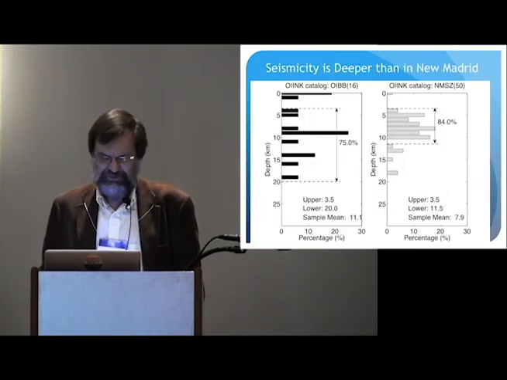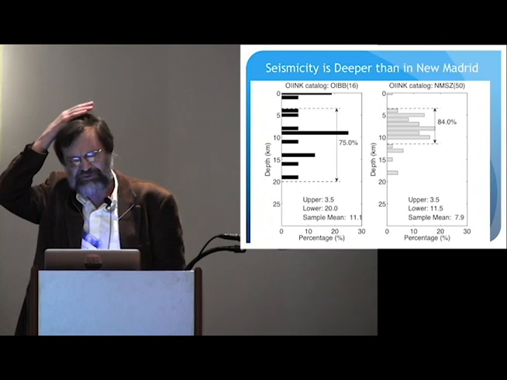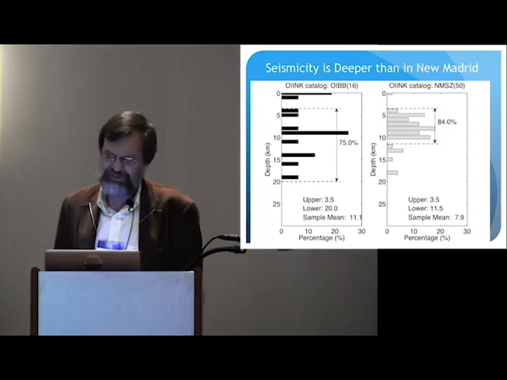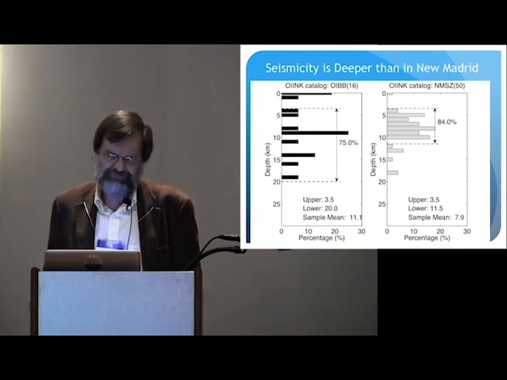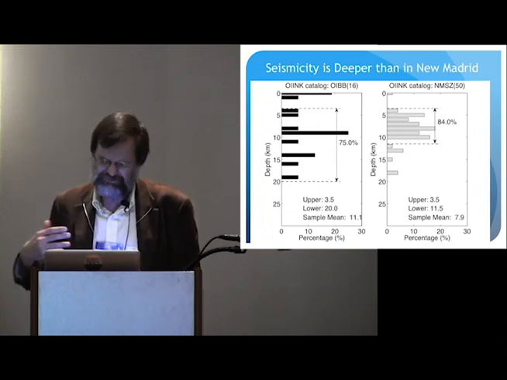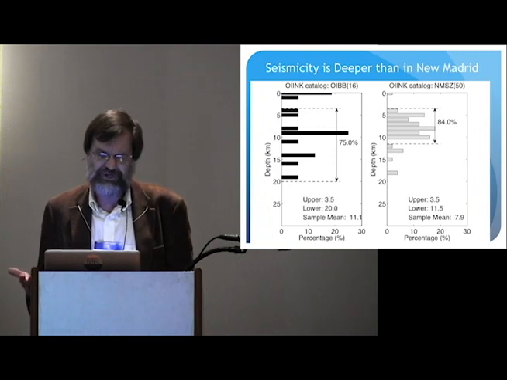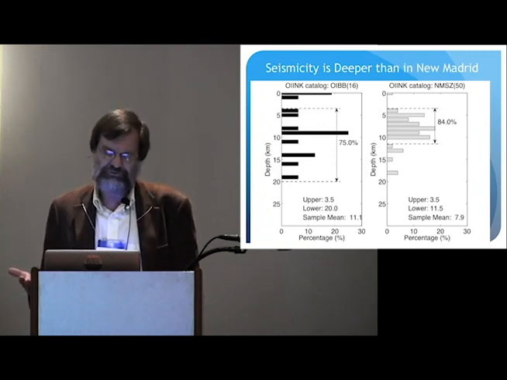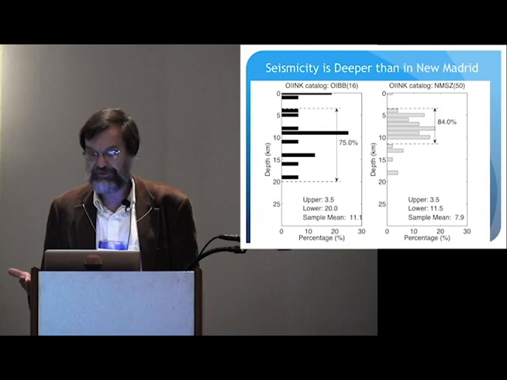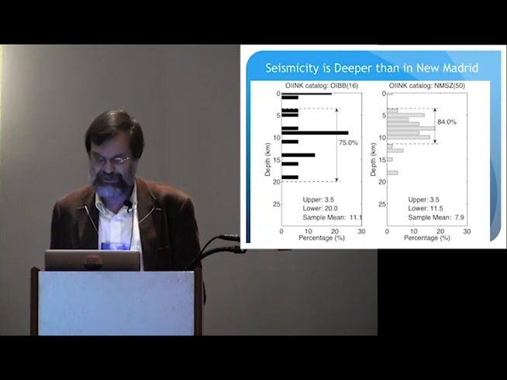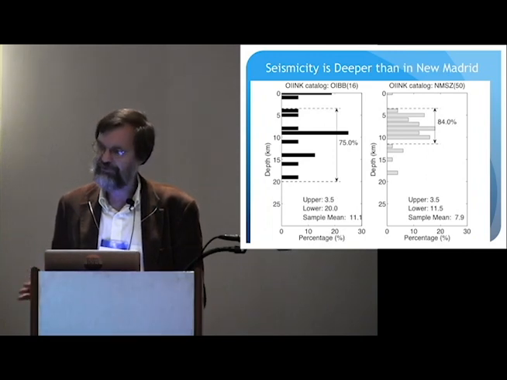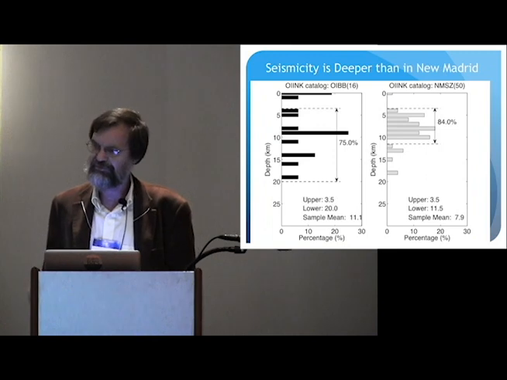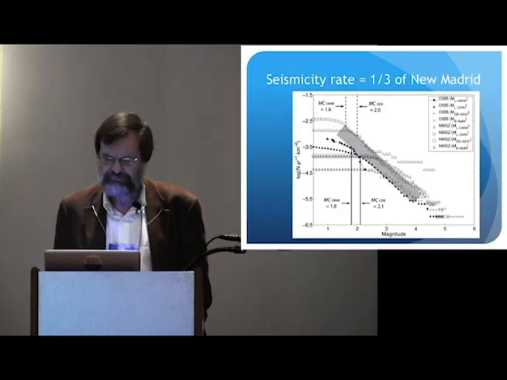One way that's important is that the depth distribution in this region is actually noticeably different from New Madrid. On the left is the regional catalog result of depths over a long time period, compared to the depth distribution in New Madrid. We have a smaller event count, but we confirm the same thing: there's a noticeable difference in the depth of seismicity in this particular region.